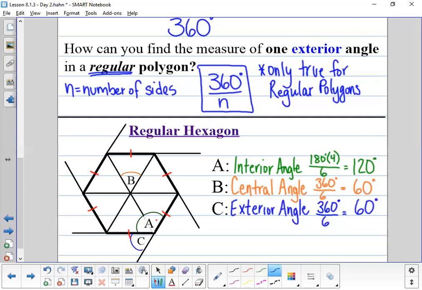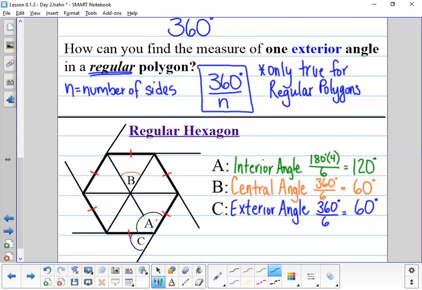What I'm noticing is that for regular polygons, the central angle and the exterior angle will be congruent. They will be equal to each other, because for any polygon, both central angles and exterior angles have a sum of 360. And for a regular polygon, you can find one of them by taking 360 divided by the number of sides. So my central angle and my exterior angle of a regular polygon are always going to be equal to each other. And whatever that angle measure is will be supplementary to the interior angle. They add up to 180 degrees.